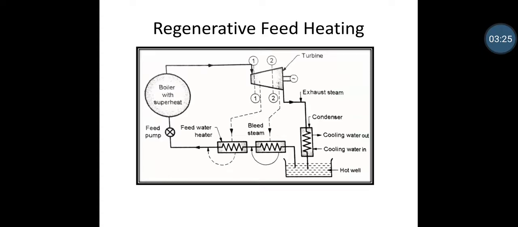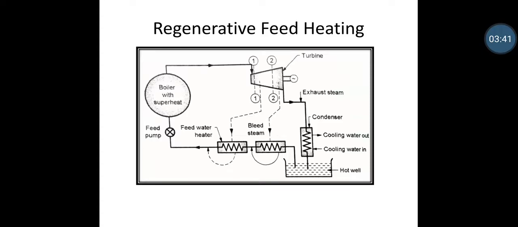Regenerative feed heating consists of two types. The first one is when the bleed steam does not mix with the feed water. The second one is when the bleed steam is mixed with the feed water, which is further pumped to the boiler using a feed pump.